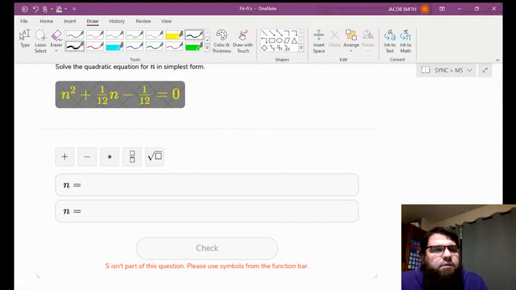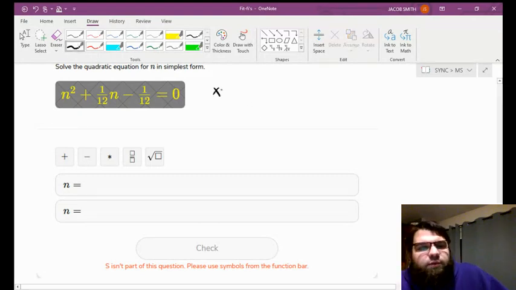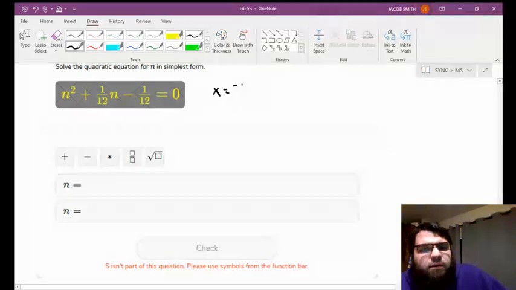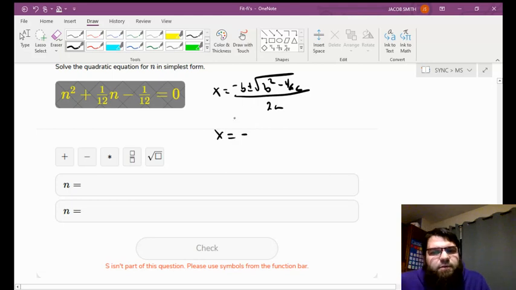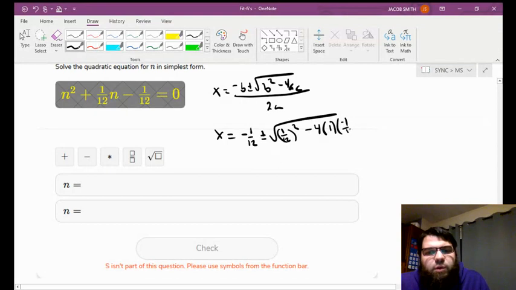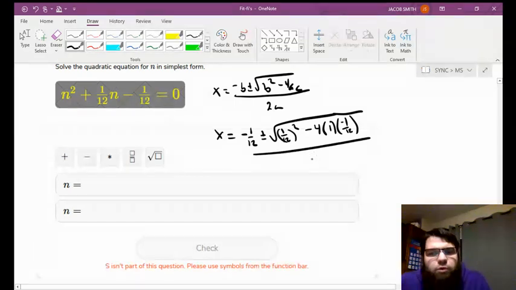So what we can do is we can use the quadratic formula. So x equals negative b plus or minus the square root of b squared minus 4ac all over 2a. So I have x equals negative 1/12 plus or minus the square root of 1/12 squared minus 4 times 1 times negative 1/12, all over 2 times 1.